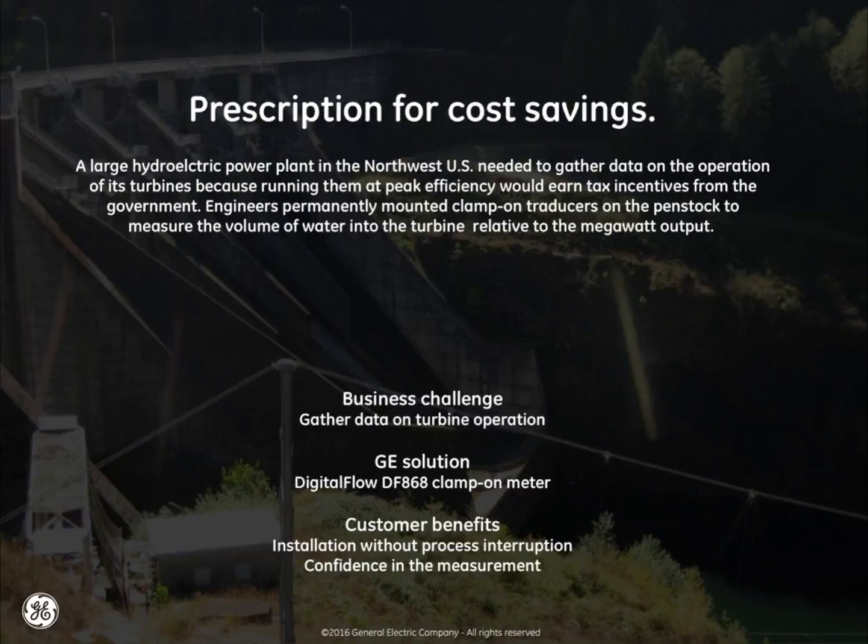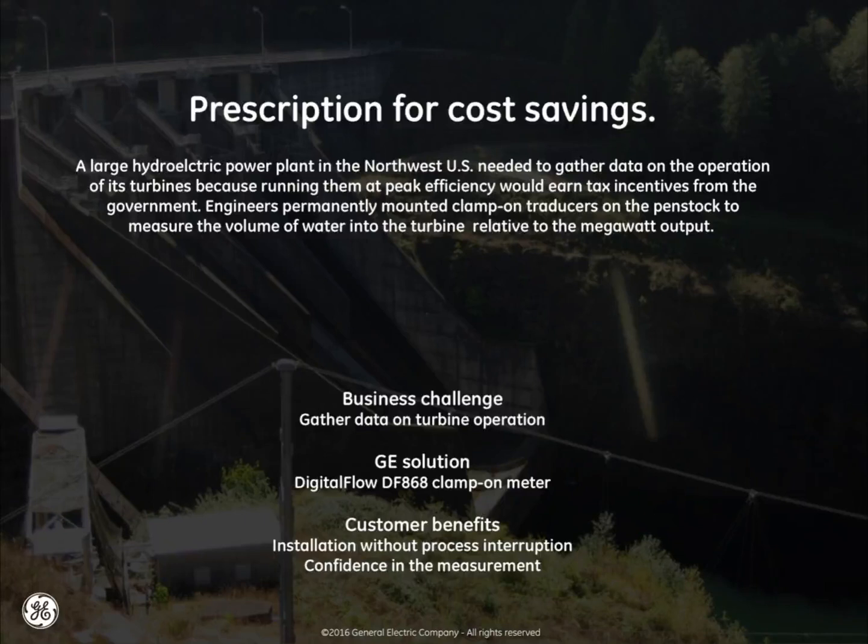Another example is a large hydroelectric power plant in the northwest United States. This customer would earn tax credits from the government if they operated their turbine at peak efficiency. A flow measurement was critical data for obtaining operational efficiency. The customer selected GE's DF868 permanent ultrasonic flow meter due to the customer's great experience with General Electric equipment.